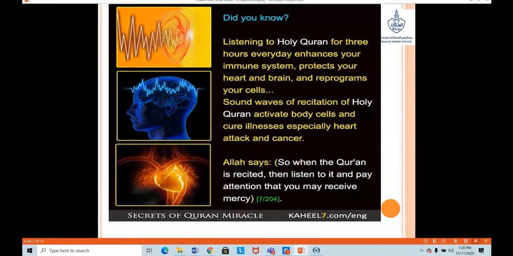So Allah says in the Quran, when the Quran is being recited, then listen to it and pay attention that you may receive mercy. Indeed, you will receive mercy and also healing if you have any illness. So we always need to keep on listening to the Quran, also recite it, and also reflect on its meaning.